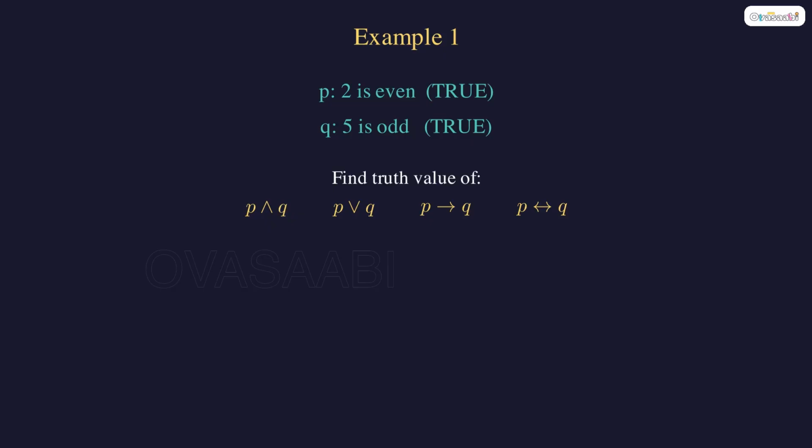Example 1. Let P be 2 is even, which is true. Let Q be 5 is odd, which is also true. Find the truth value of each compound statement.